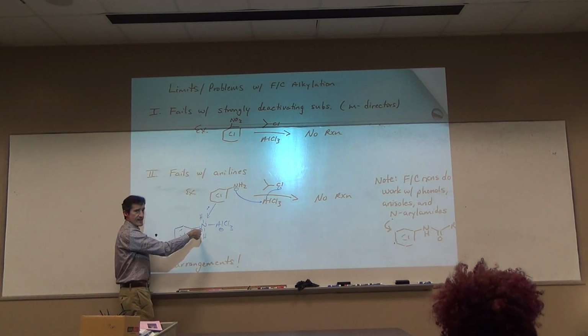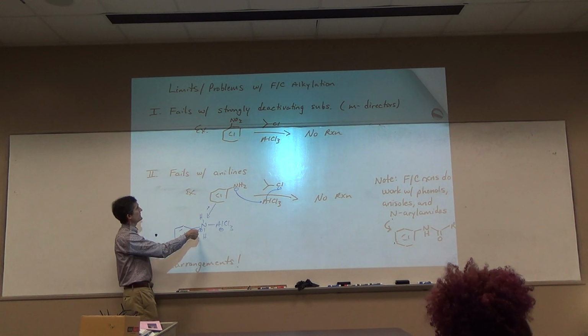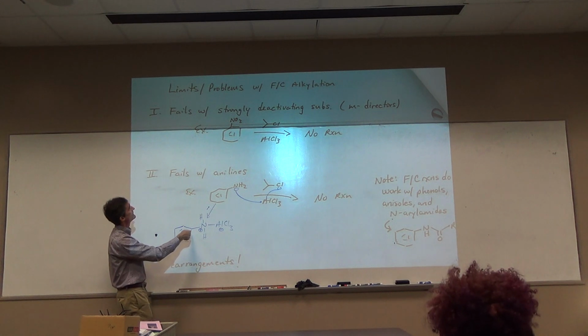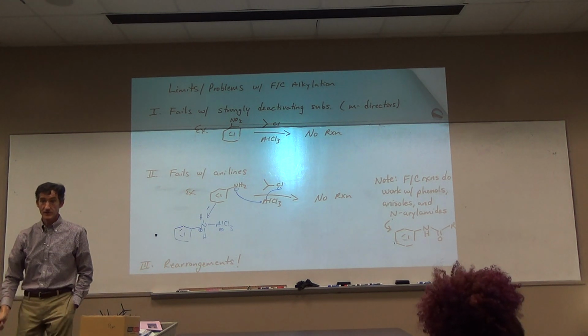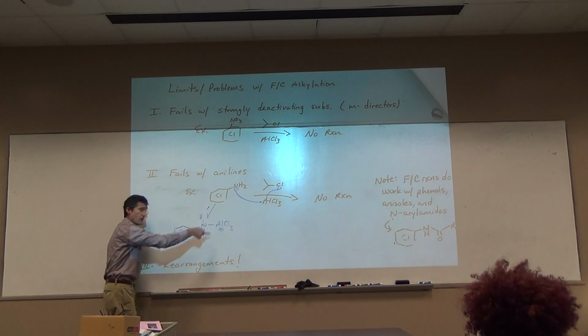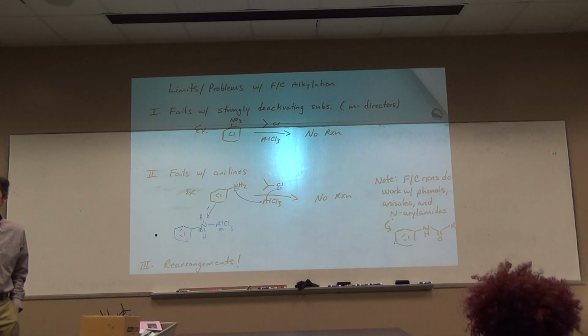And if it's this, I ask you to refer back to limitation number 1. And what does limitation number 1 say? Fails with strongly deactivating subs. See, under these conditions, the amine is a strongly deactivating substituent because it's complexed with the aluminum.